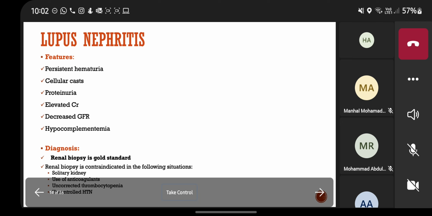Okay, lupus nephritis, the features are persistent hematuria, cellular casts, proteinuria, elevated creatinine and decreased GFR, hypocomplementemia. Diagnosis: renal biopsy is the gold standard. Renal biopsy is contraindicated in the following situations: solitary kidney, use of anticoagulants, uncorrected thrombocytopenia, and uncontrolled hypertension.